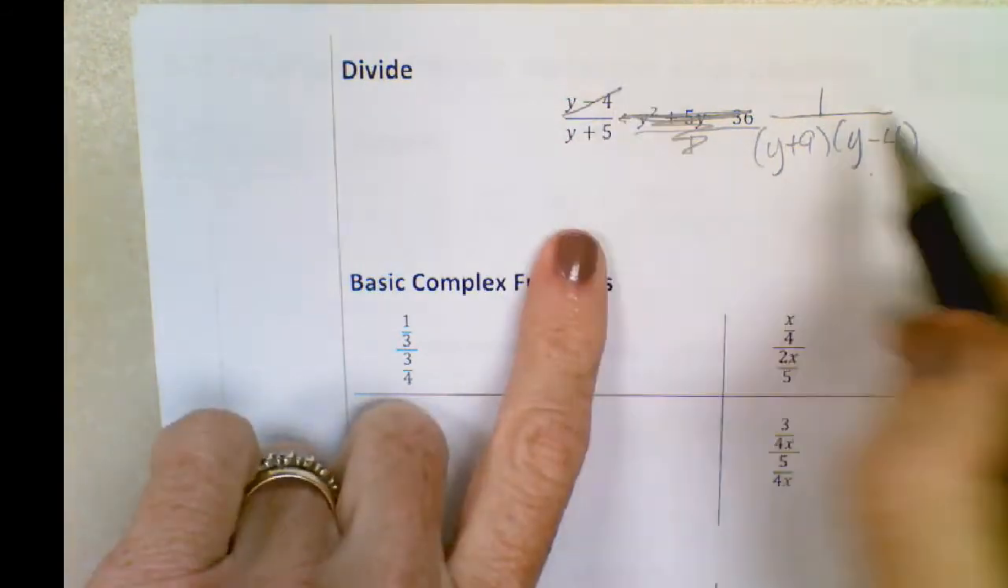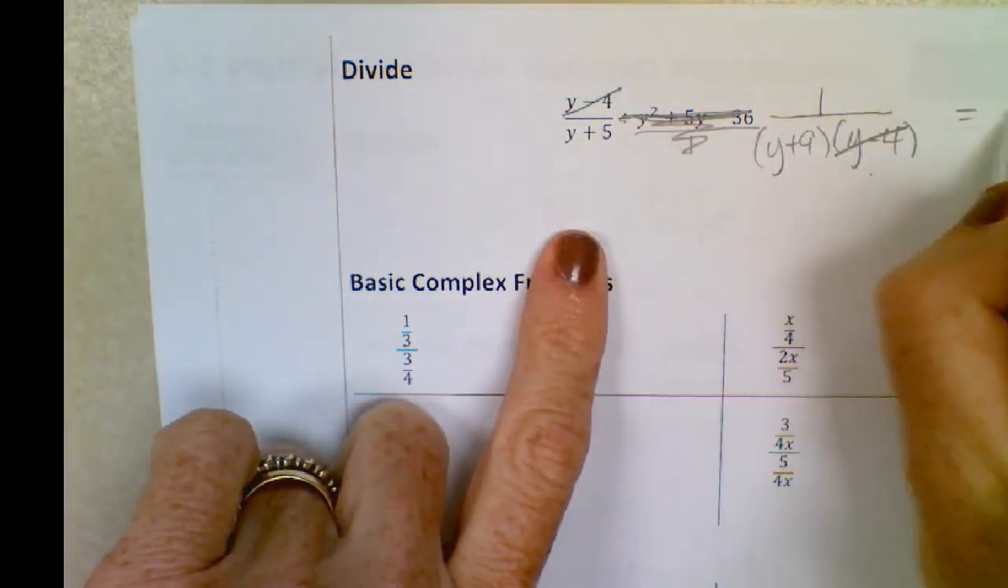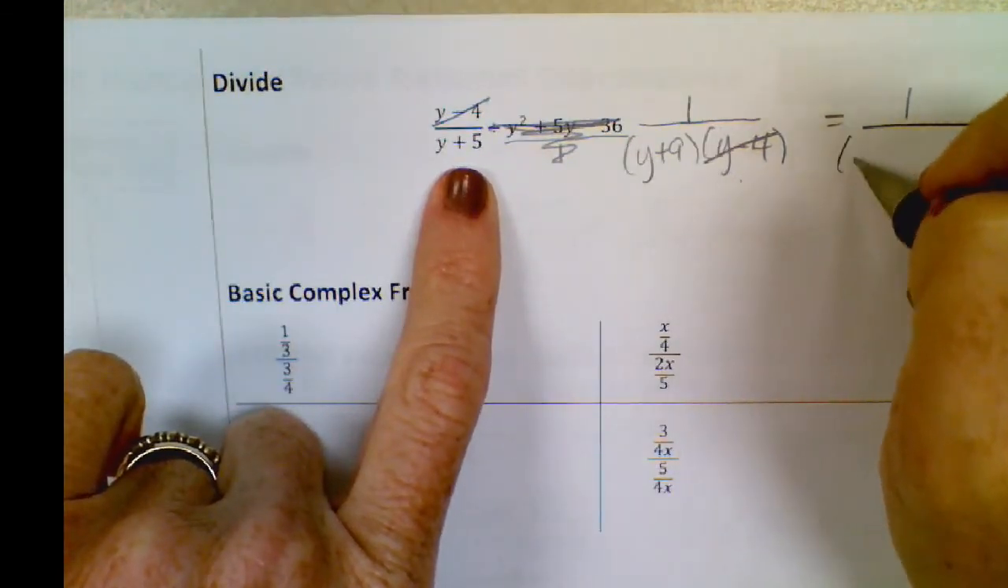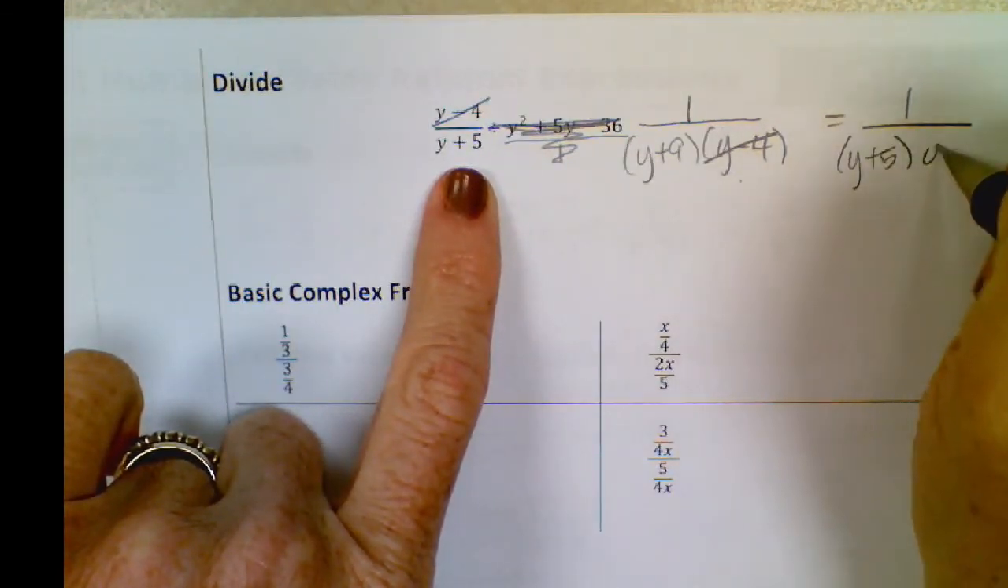So my y minus 4 cancels. I have nothing left on top but a 1. And then on the bottom, all I've got is y plus 5 and y plus 9.